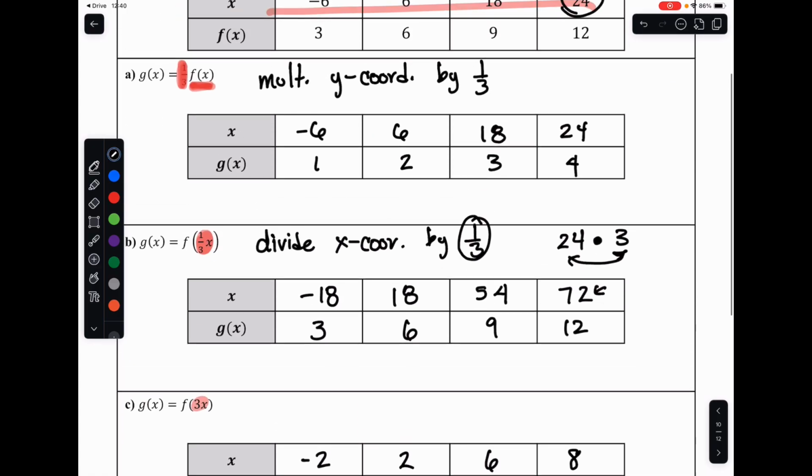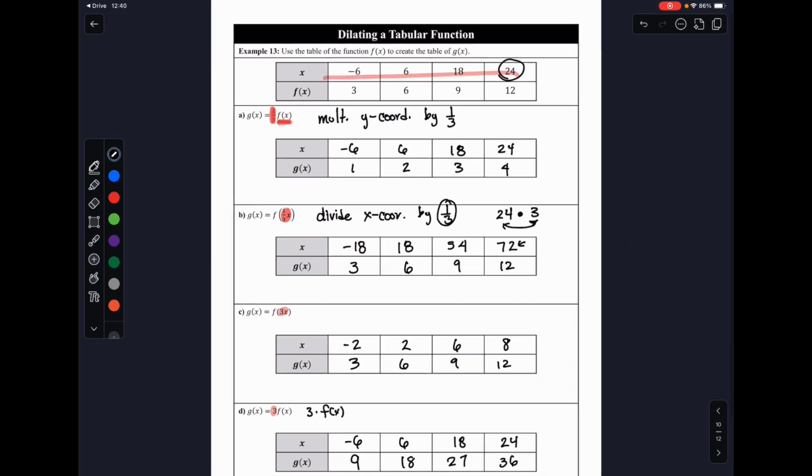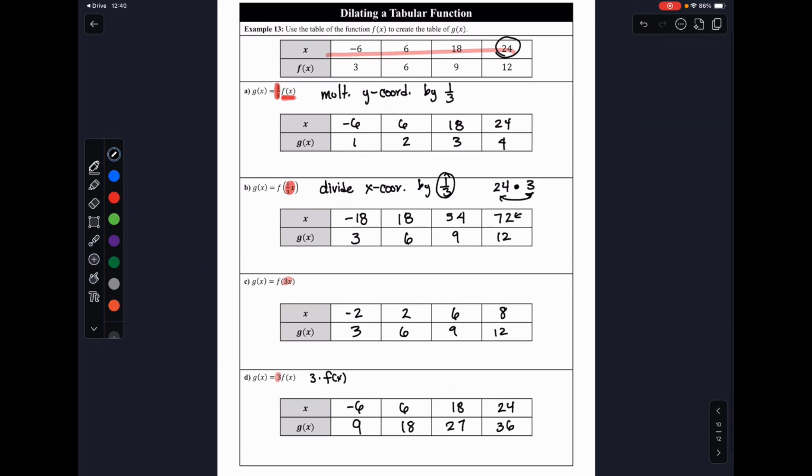Let me make sure that I got it, yes, let me zoom out. Okay, yes, I did multiply these numbers by 3. So 3, yes, they're all right, okay? So there. This is how you dilate horizontally and vertically.